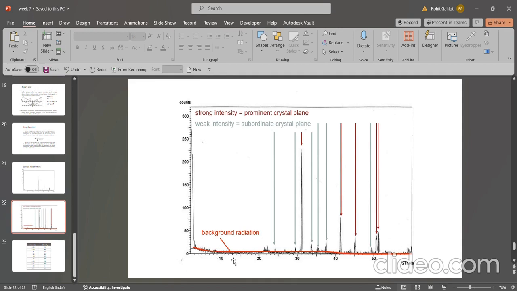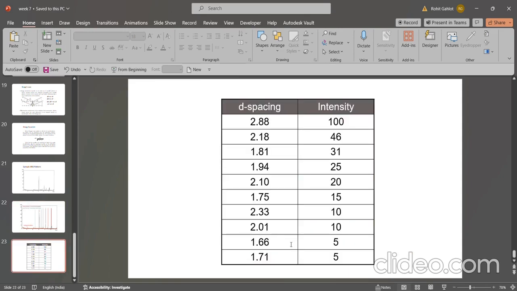And this is the background radiation, which can be subtracted during analysis. After analyzing these, we get that for a d spacing of around 2.88, the intensity maximum is around 100, and for 2.18, around 46, and so on.